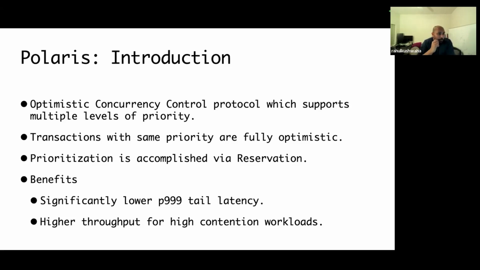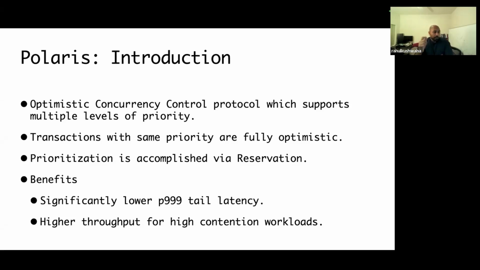But first things first, Polaris is an optimistic concurrency control protocol which supports multiple levels of priority. These priorities can be defined by the user or the system. They can be static or dynamic. Transactions within the same priority group are fully optimistic. They behave as if no reservation or priority existed. The prioritization is accomplished in Polaris via reservation, which we'll talk about in the later parts of the slides.